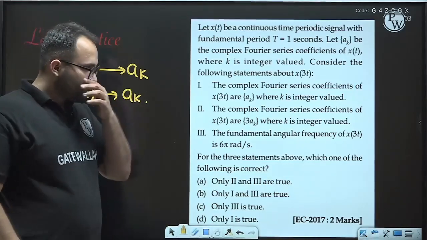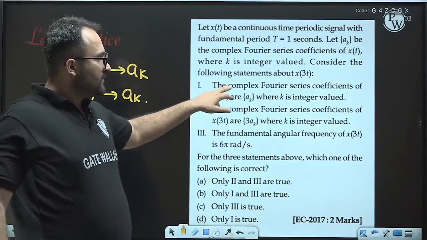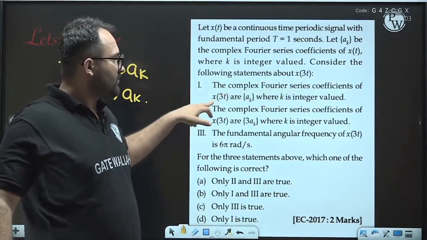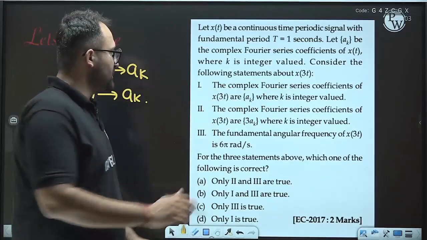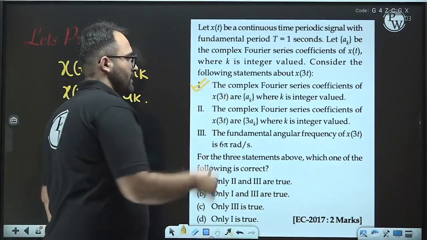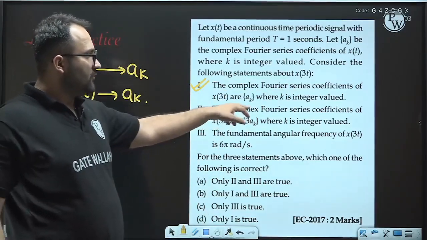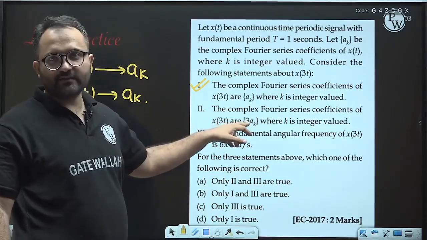Okay. So what is the first statement? The complex Fourier series coefficients of x(3t) are a_k. Yes, this is true. Okay, second, the complex Fourier series coefficients of x(3t) are this? No, wrong.